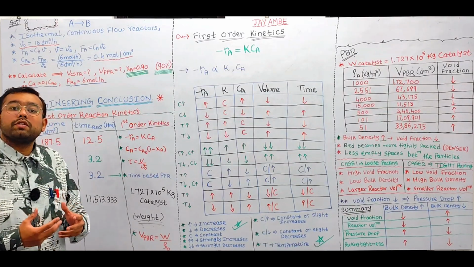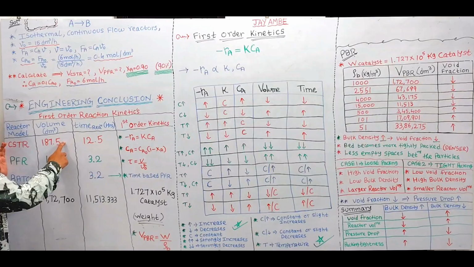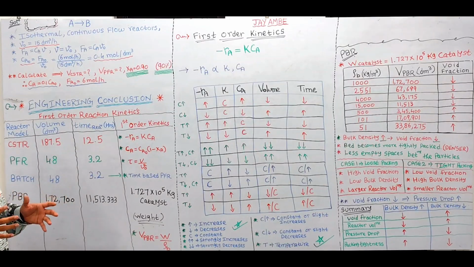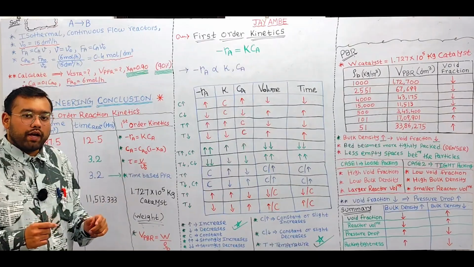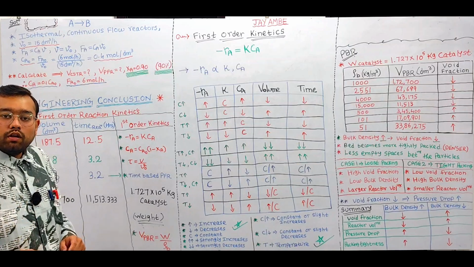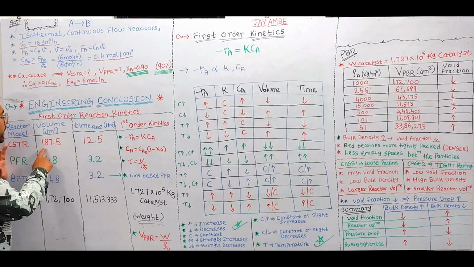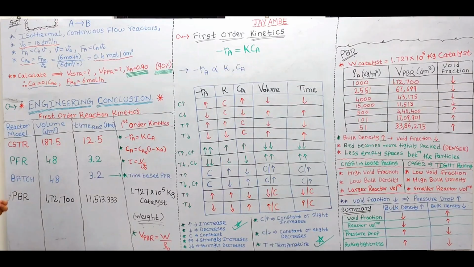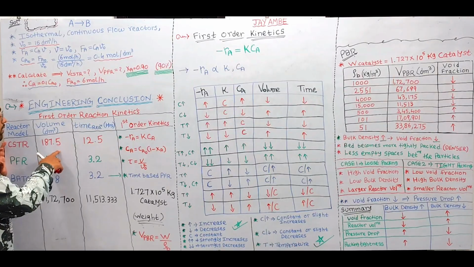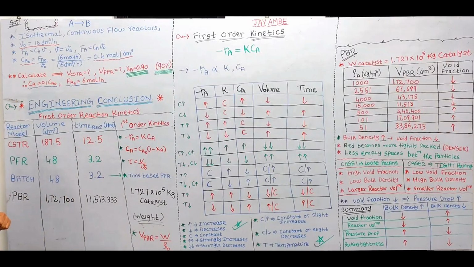I will make you understand the performance equation of the CSTR. In order to calculate the volume of the CSTR, like how much volume of the CSTR we require in order to achieve the desired conversion of 90%, how can we calculate that? By using the design equation or the performance equation of the CSTR, we have calculated the desired volume of the CSTR, which comes out to be 187.5 cubic decimeter. This means we require 187.5 cubic decimeter volume of CSTR in order to achieve the desired conversion of 90%.